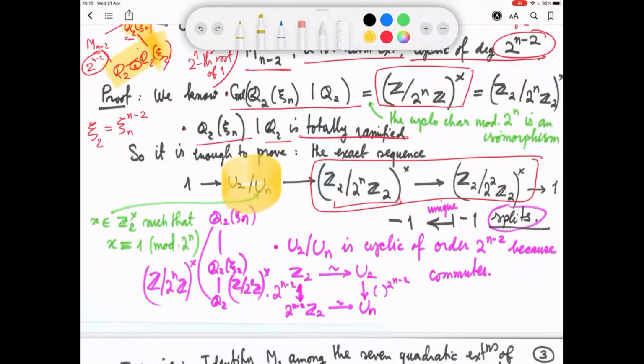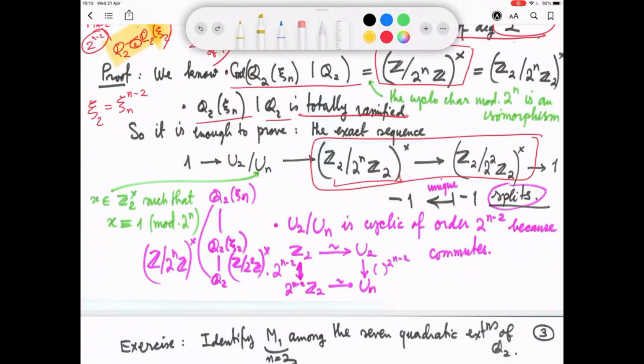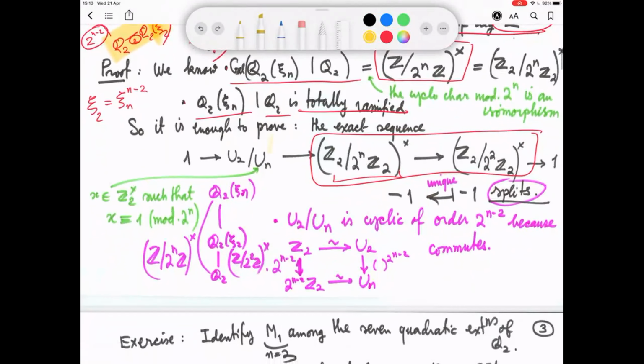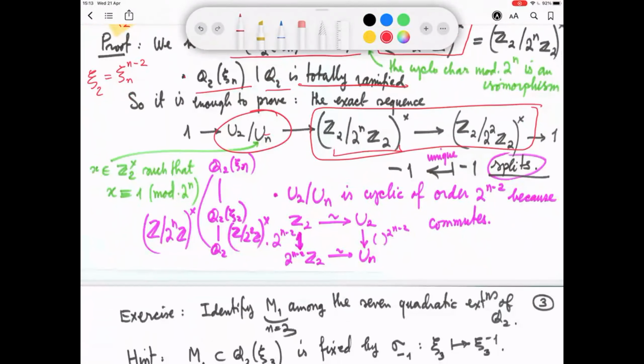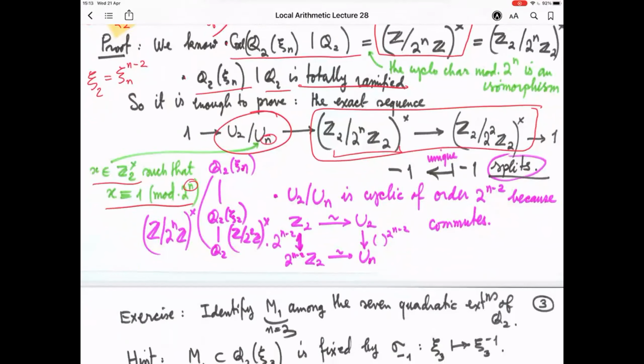In this case, you think of this Z mod 2 to the n as Z2 modulo 2 to the n Z2. We have seen that that's the same. And the kernel then would be U2 modulo Un, right? This is the kernel, where U2 is what? Those x in Z2 star, and Un is those x in Z2 star which are congruent to 1 modulo 2 to the n, right?